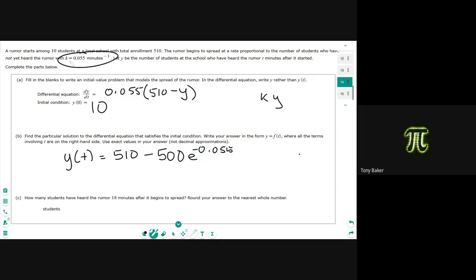That is totally misleading, the way they have that written. T. It's always going to be negative because the amount of students that actually don't know about it is getting smaller. So we're taking that away from that 510. So if this is 0, my initial answer is 10.